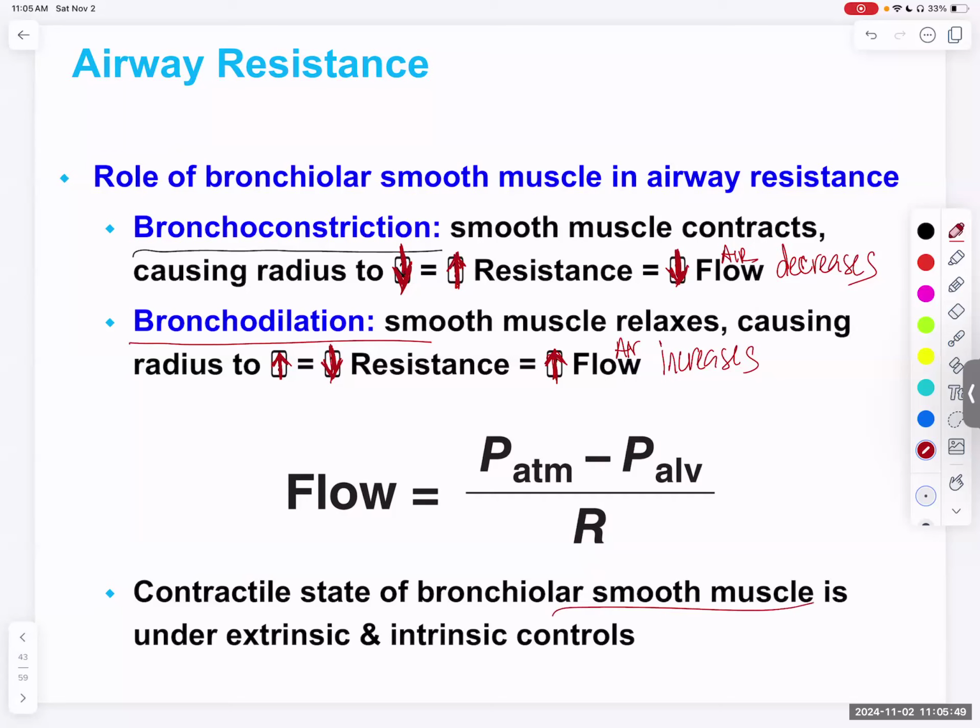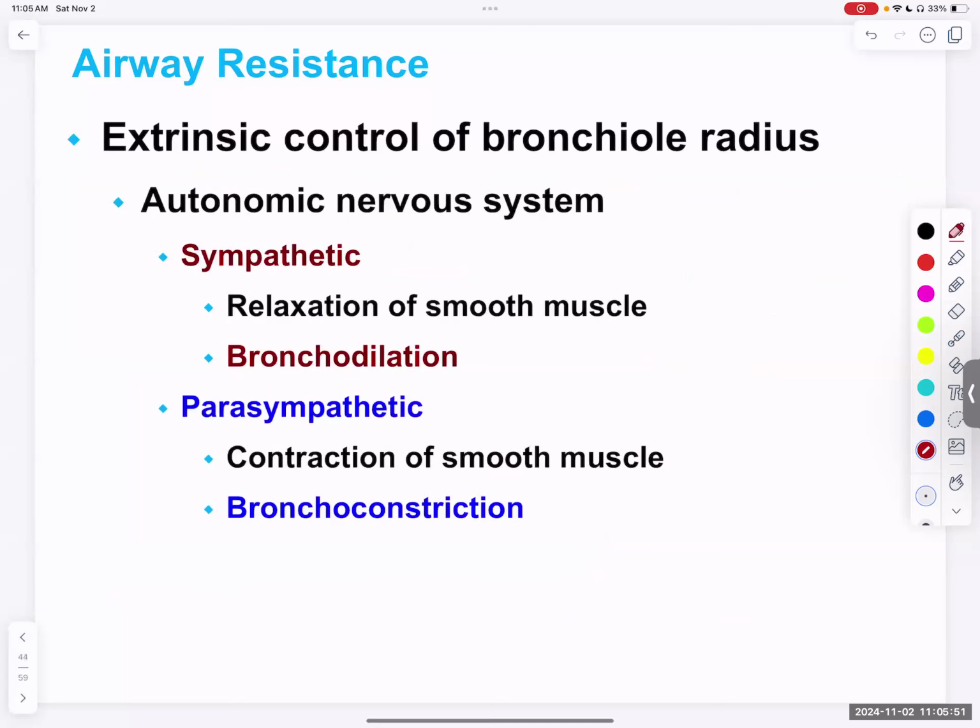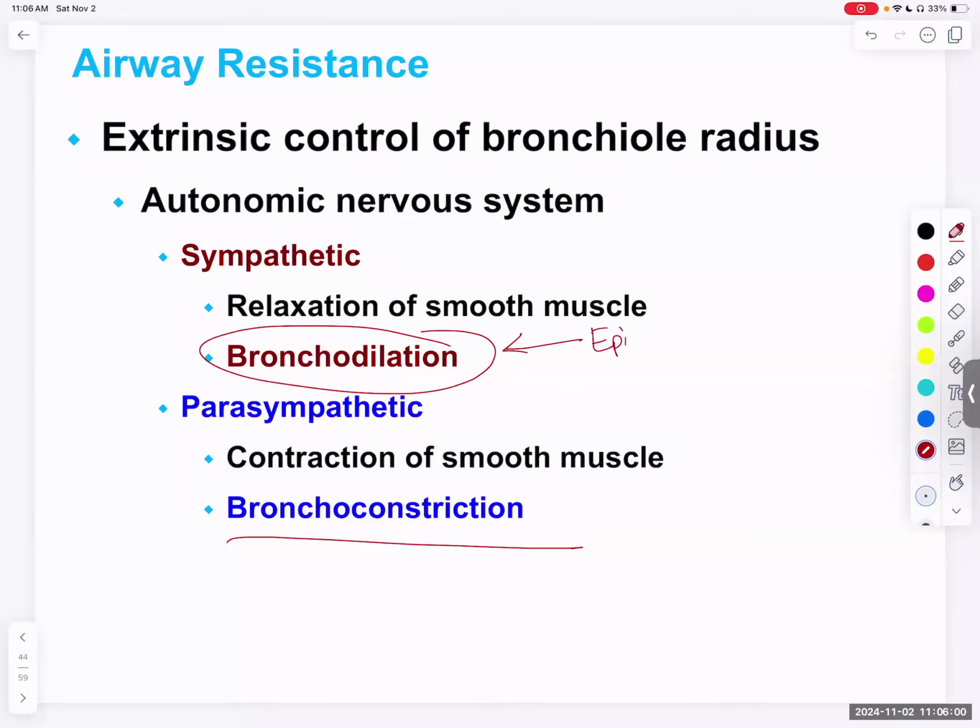So smooth muscle controlled by the autonomic nervous system, sympathetic nervous system bronchodilates or relaxes, parasympathetic bronchoconstricts. This is why epinephrine is a sympathetic, adrenergic. Why am I spelling so oddly? Activates your adrenergic system.